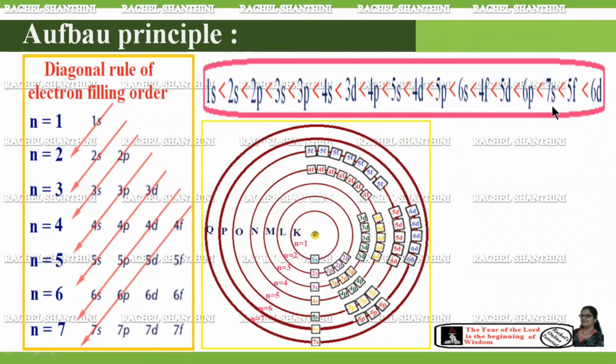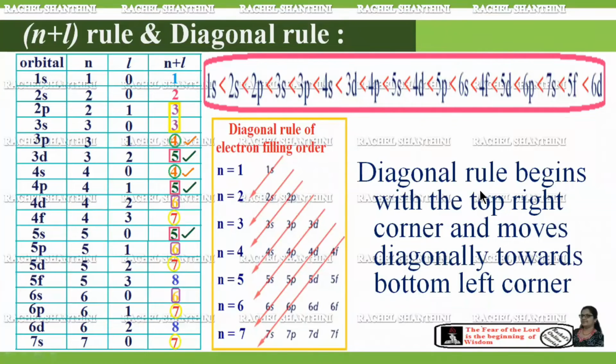This increasing order of energies of various orbitals may be remembered by using diagonal rule of electron filling order. Diagonal rule begins with the top right corner. When you consider this box, this is the diagonal rule of electron filling order. It begins with the top right corner and moves diagonally towards the bottom left corner, right?